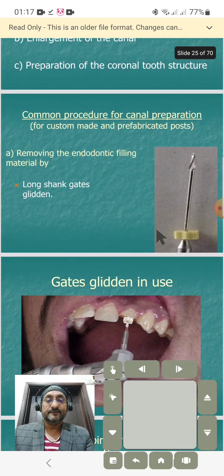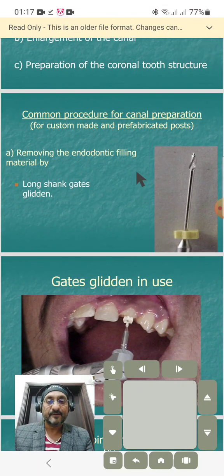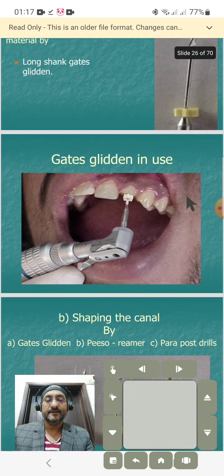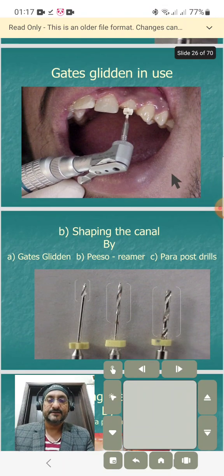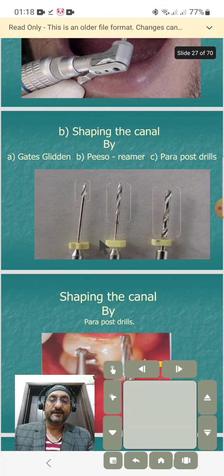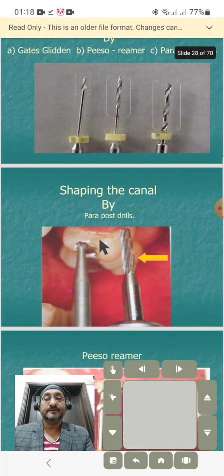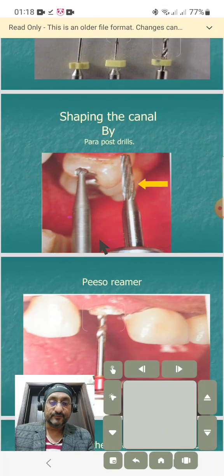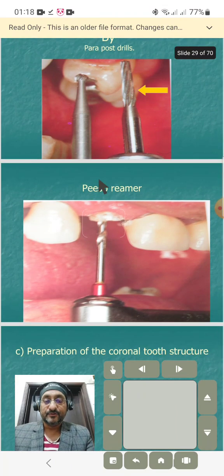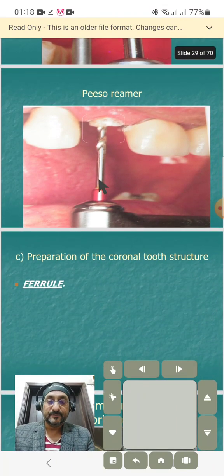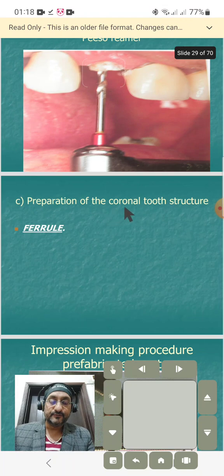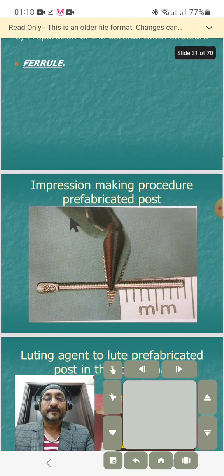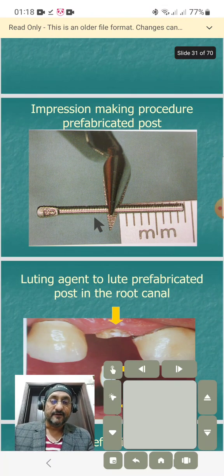The common procedure for both custom-made and prefabricated posts is to remove the root canal filling materials, for example with the help of Gates Glidden drills. Here we are removing the materials and then shaping the canal with the help of Gates Glidden drills, piezo reamers and Parapost drills, then shaping the canals with Parapost drills, for example here, and use of piezo reamers, and preparation of the coronal part of the tooth structure, for example the ferrule, then impression making of the post, the prefabricated post.